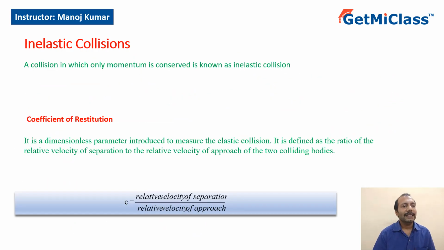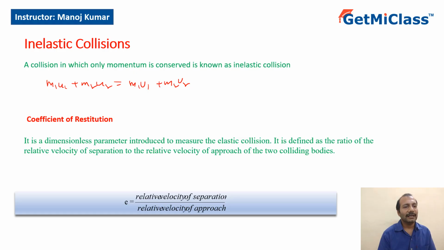Then we have inelastic collision. So what is inelastic collision? A collision in which only momentum is conserved is known as inelastic collision. So the way we are discussing here, what is happening? The bodies do not completely regain their shape. So there is a loss of energy. So kinetic energy before collision is not equal to kinetic energy after collision. But we can still use m1 u1 plus m2 u2 equal to m1 v1 plus m2 v2. Why we can use it? Because the momentum is conserved.